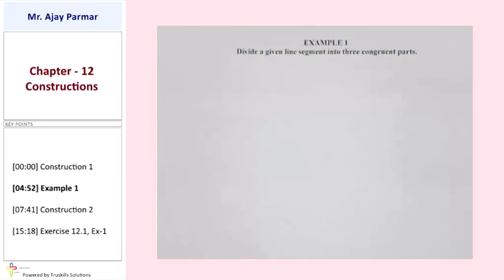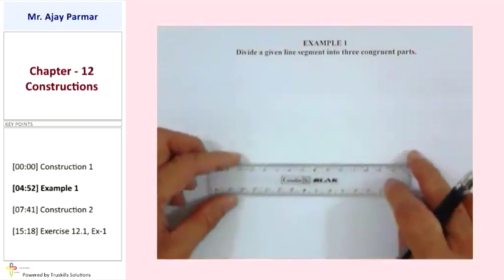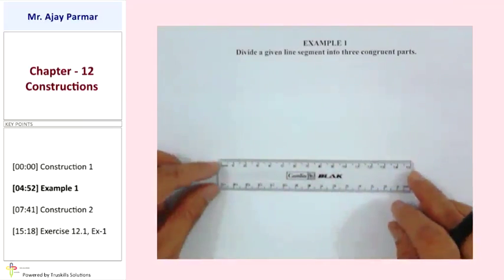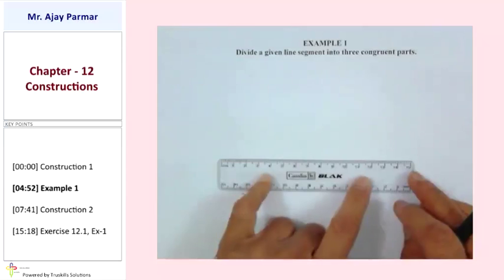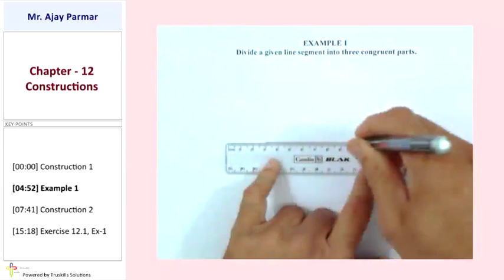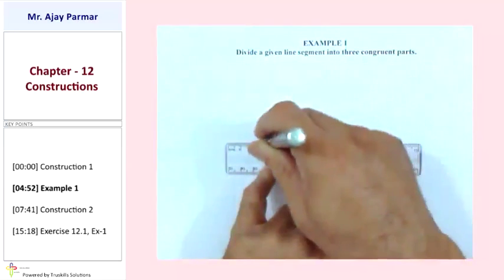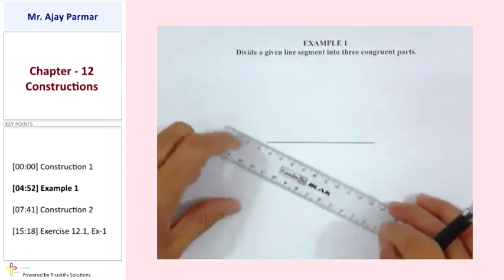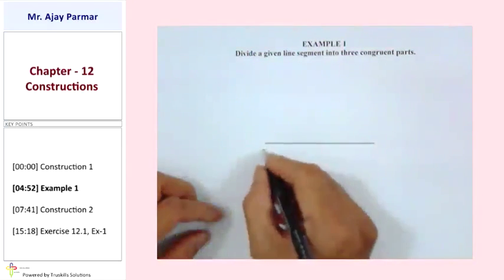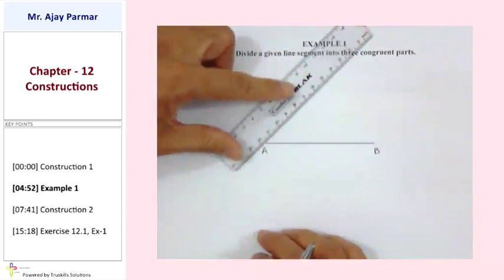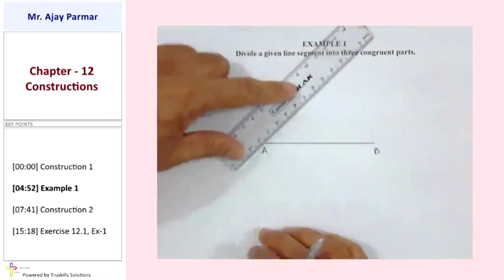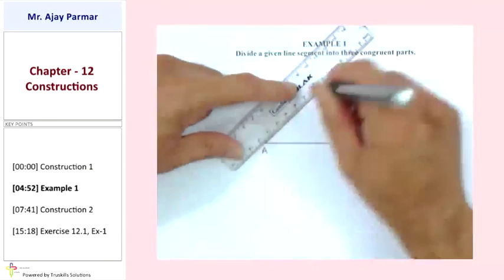In example number 1, we are expected to divide the given line segment into 3 congruent parts. The process of construction remains the same as construction number 1. Here also we are not given any measurement of the line segment, so we are free to select them on our own. Let us draw a line segment and call it line segment AB. Then we shall draw a ray AX such that angle XAB should be an acute angle.